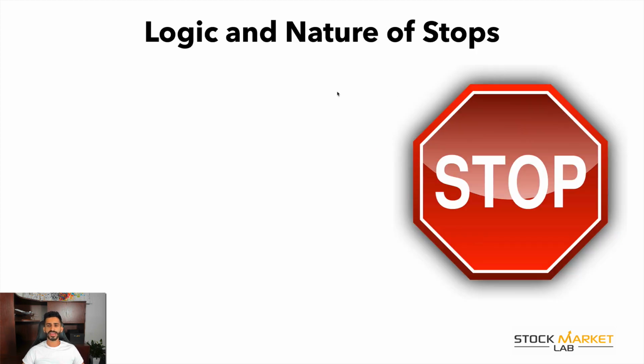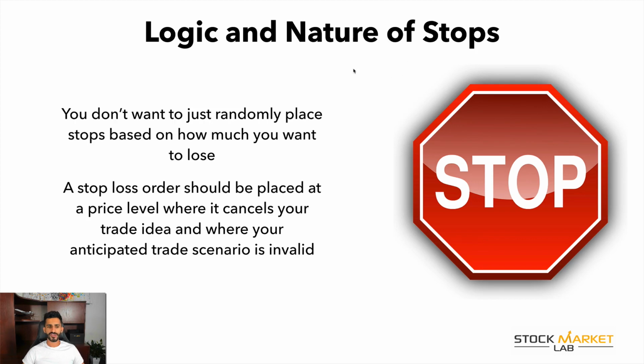Now, what is the logic and nature of stops? You don't want to just randomly place stops based on how much you want to lose. A stop loss order should be placed at a price level where it cancels your trade idea and where your anticipated trade scenario is invalid. The idea is to place your stop loss at a level that shows you are wrong. If the stock gets to this point, or below or above this point, that means I am wrong. That's the whole idea of a stop loss.